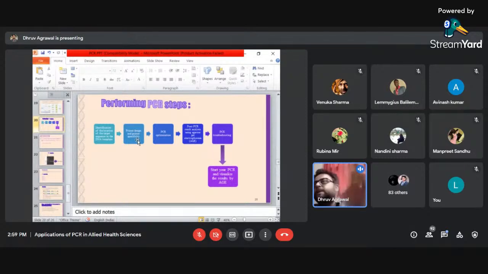Then there is primer designing. So we will have a separate workshop sometime where we can tell you how to design the primers, because it is a little bit of a bioinformatic thing. So we can have a separate session for that sometime.